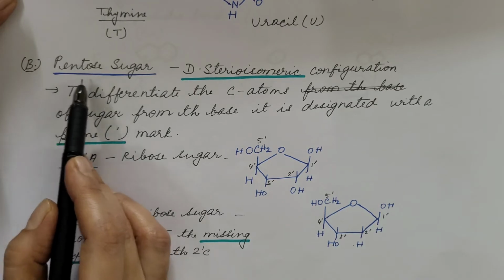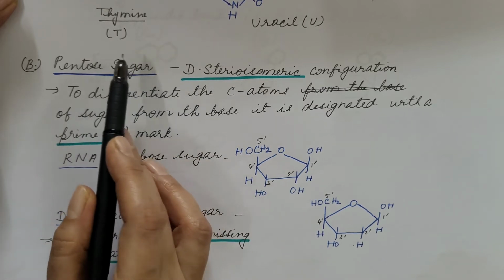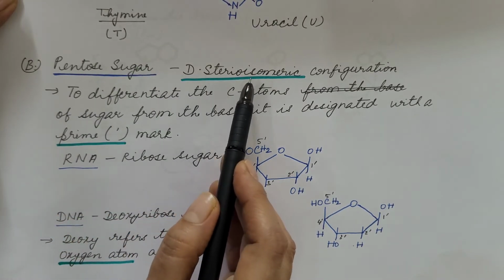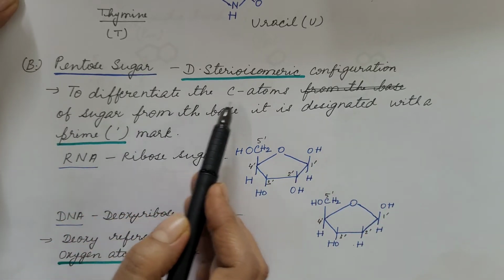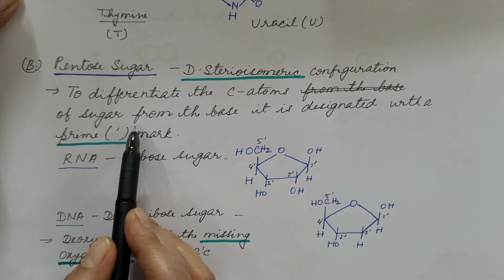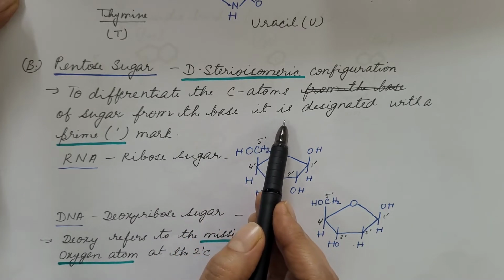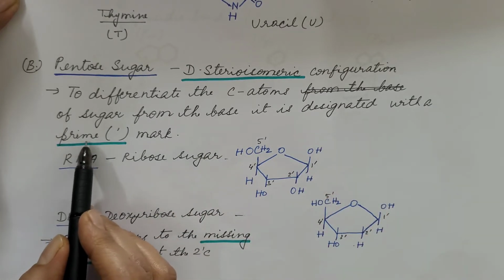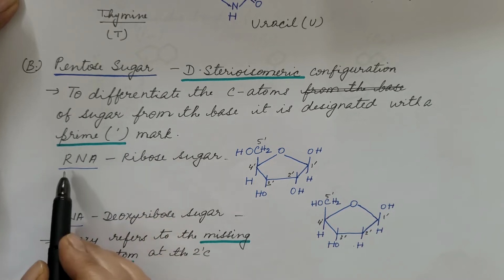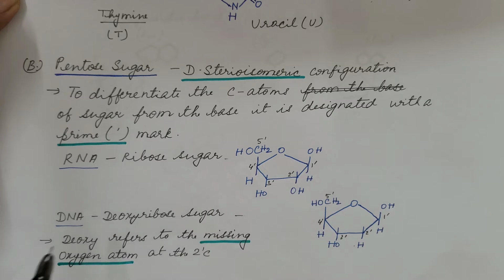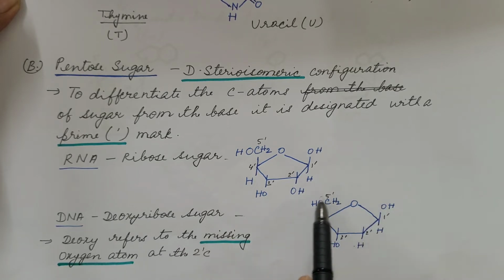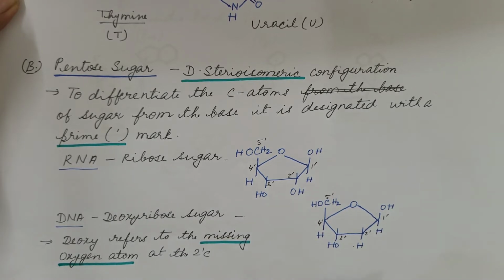Now, let us see the pentose sugar, which has 5 carbon atoms. These have D-stereoisomeric configuration. To differentiate the carbon atoms of the sugar from the nitrogenous base, they are designated with a prime, that is a dash mark. In RNA, ribose sugar is present. This is the structure of ribose sugar. In DNA, deoxyribose sugar is present. This is the structure of deoxyribose.